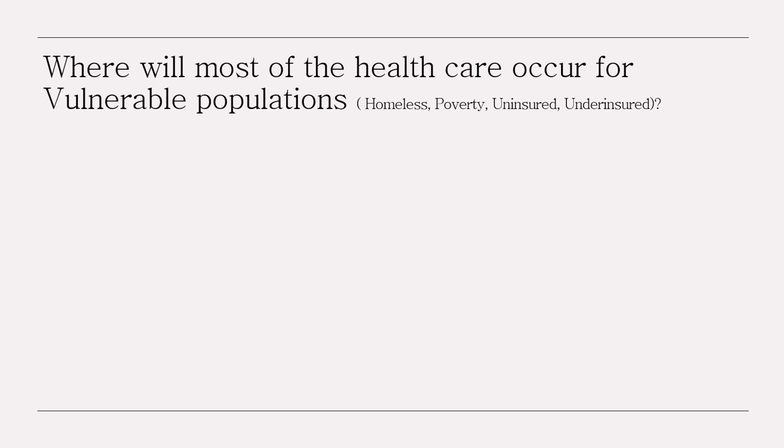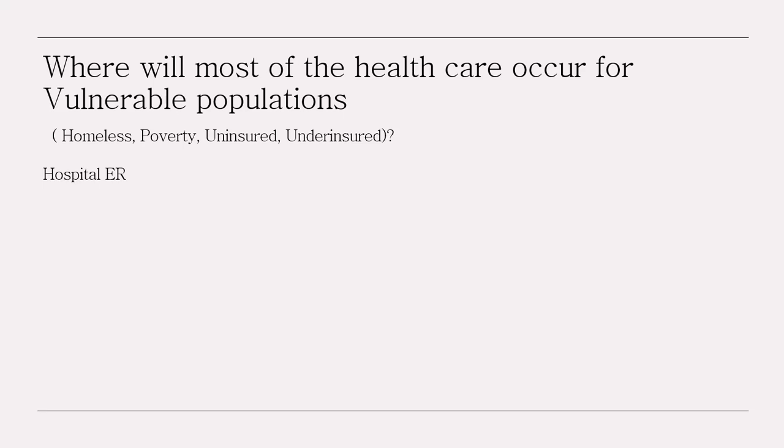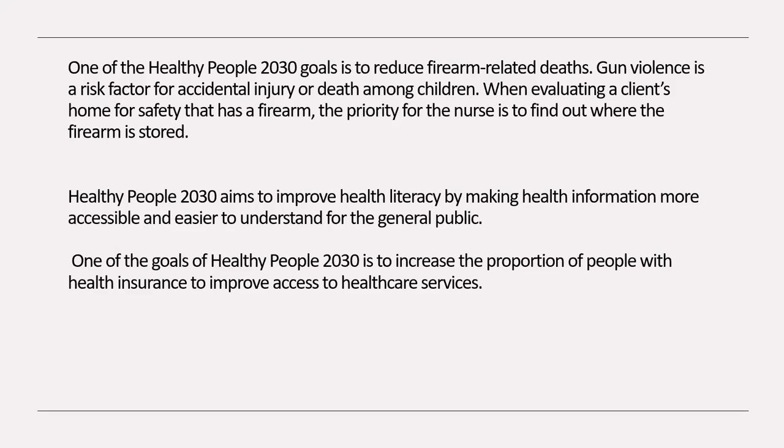So our vulnerable populations, such as those experiencing homelessness, people that are underinsured, uninsured, or living in poverty, usually will get their health care in the emergency room. One of the Healthy People 2030 goals is to reduce firearm-related deaths. It's a priority that the nurse finds out where the firearms are stored. You do want the firearms and the ammunition stored in different places. We can encourage firearm safety classes, but it's most important to identify where those firearms are stored.